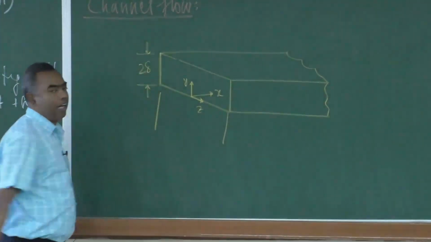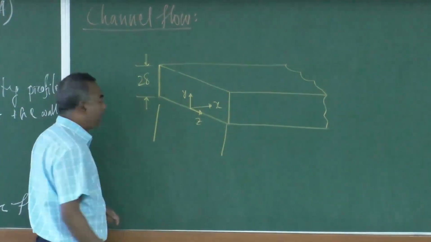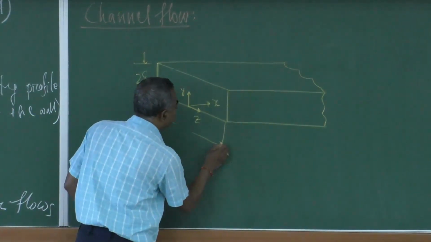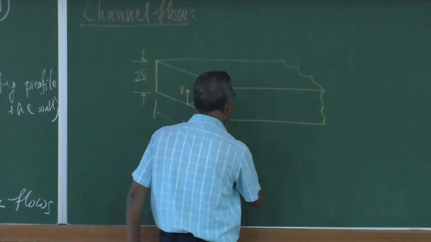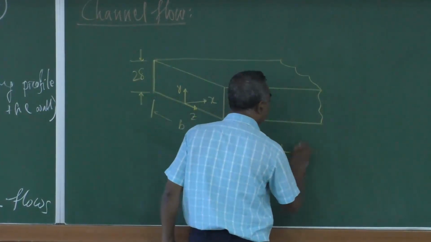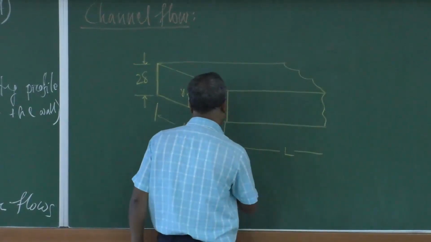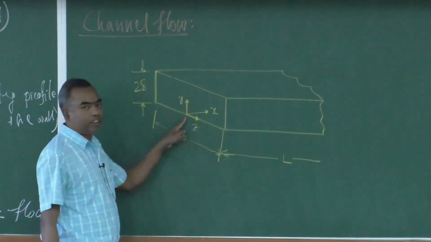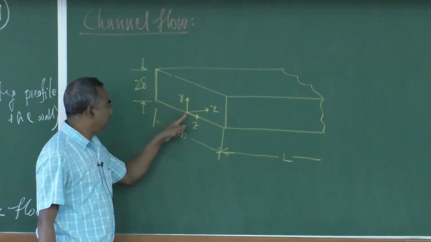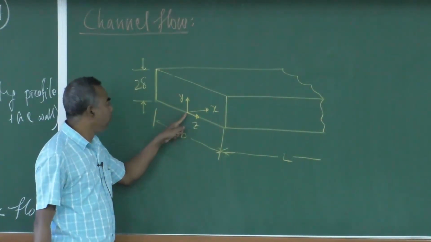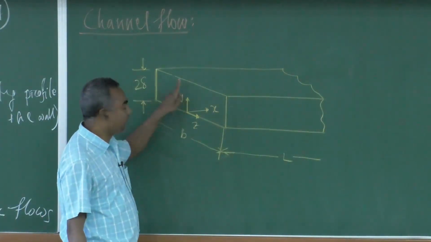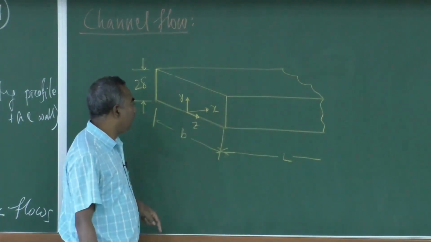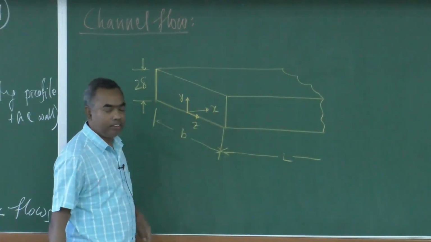So, this is the height of the channel, which is 2 delta, and the width, let us consider, is b, and the length is L. Our coordinate system is fixed at the center line at the lower wall, with y positive in this direction, x in the direction of the flow, and z in the spanwise direction.